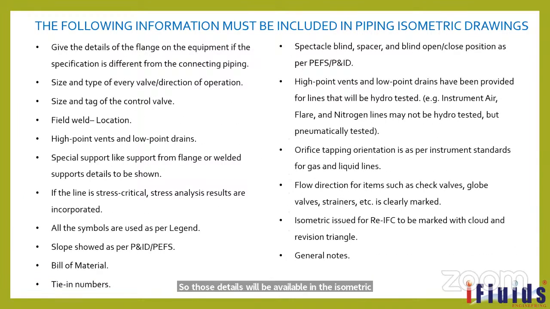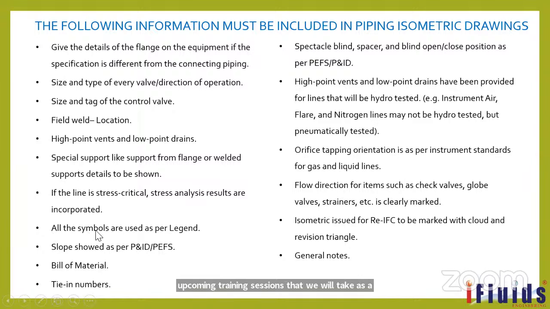Next one, this one we have already seen. Here it is shown: field weld location, high point vent, and where the low point drains will be, all available in the isometric drawings. Special supports: in the piping layout we may not see the type of support, but in the isometric drawing we will come to know the type of support, whether it is a guide support, a rest support, a welded one, an anchored one, or a U-clamp support. Everything will be available from the isometric drawing. The supports we will see in detail in upcoming training sessions as a separate topic. That will be a bigger one.